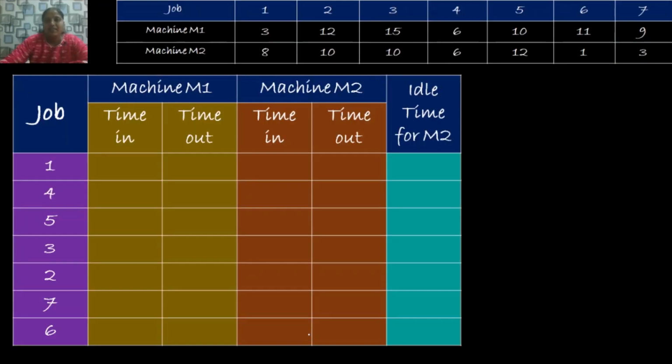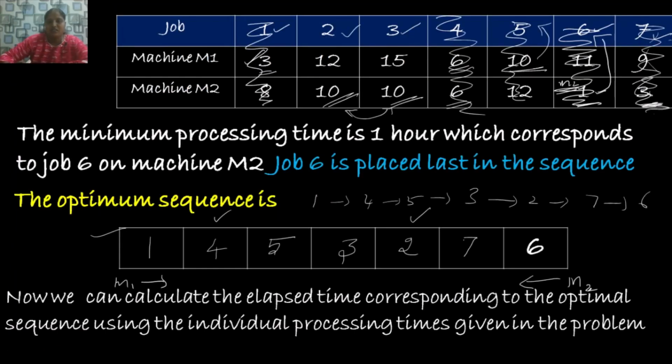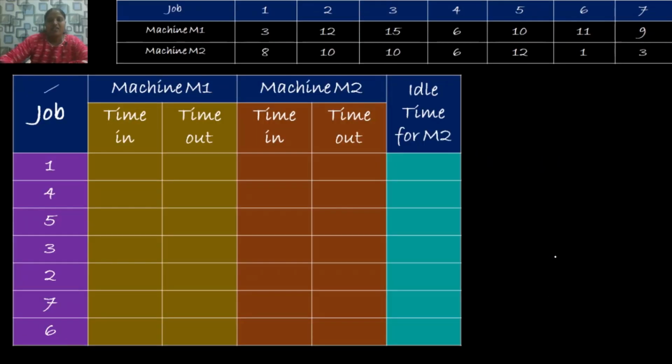For that, let me now construct a table. The first column consists of the optimal sequence, that is the order in which we are going to process all the jobs: 1, 4, 5, 3, 2, 7, 6. That is the order we have formed just now. So write down these values in the first column. Then the second and third columns consist of machine M1 and M2's time in and time out, and the last column consists of the idle time for machine M2.